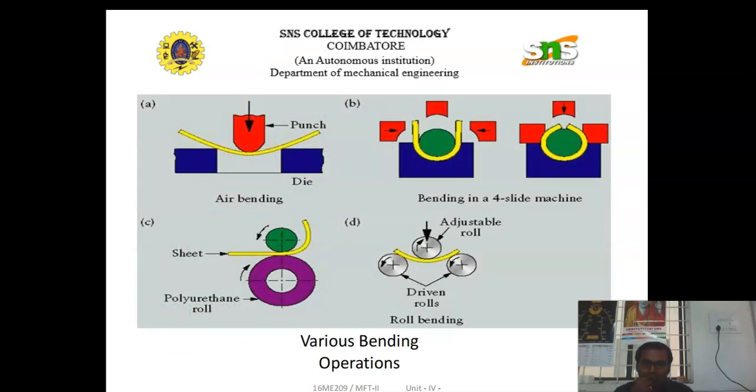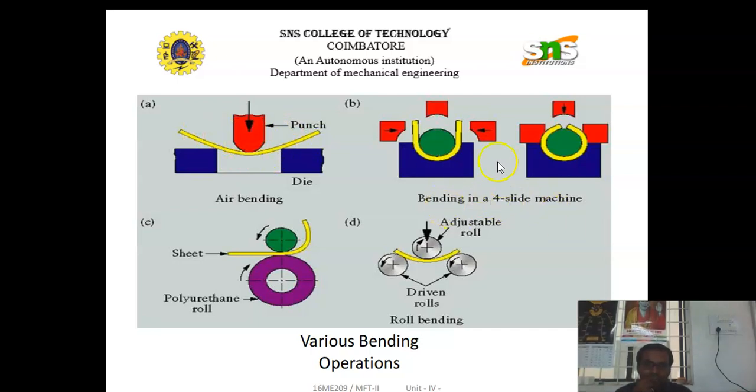These are the various bending operations. The first image is air bending. We can also bend with the help of 4-slide machines, with the help of 2 rolls, or we can bend the sheet metal with the help of drive and roll bending. In this first image, there is a punch and it is fitted in the die. When force or pressure is applied from the upward direction, the sheet metal is turned into the required shape.